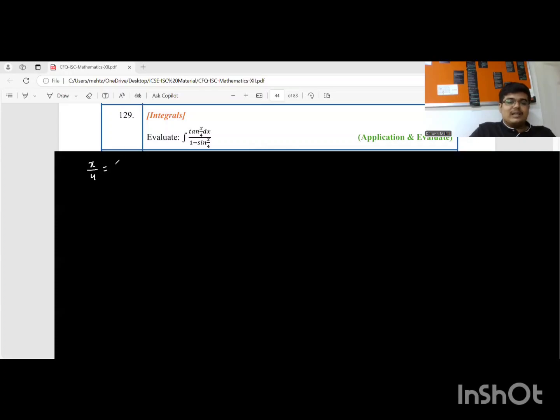Over here, what I'll do is I'll take x by 4 as t and remove it. It's not compulsory. You can just solve it with x by 4. I don't want to write x by 4 again and again. So here, students, dx is basically 4 dt. So this question is I is equal to 4 tan t upon 1 minus sin t.